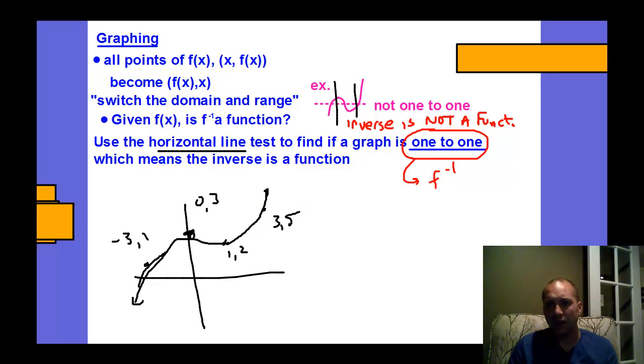So if I want to find the inverse, I take these points and I flip them. So (-3, 1) will become (1, -3). That's where it goes. (0, 3) would become (3, 0). (1, 2) becomes (2, 1). And (3, 5) becomes (5, 3).